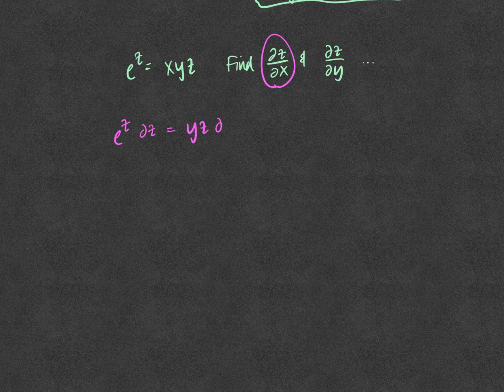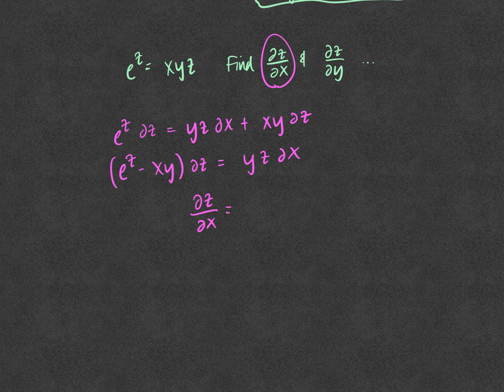So we have yz, the derivative with respect to x, plus the derivative with respect to y. It's a constant, so we don't do that. And the derivative with respect to z, the z is 1, so you have xy, and the partial with respect to z. So I'm going to skip some steps. e to the z minus xy, and this is all partial with respect to z, equals yz partial with respect to x. So the derivative of z with respect to x is yz in the numerator and e to the z minus xy in the denominator.